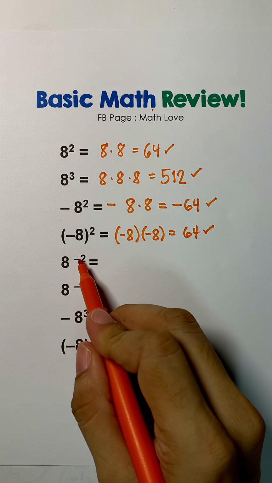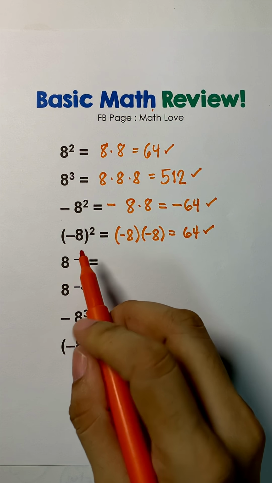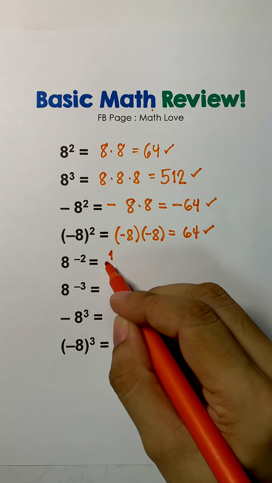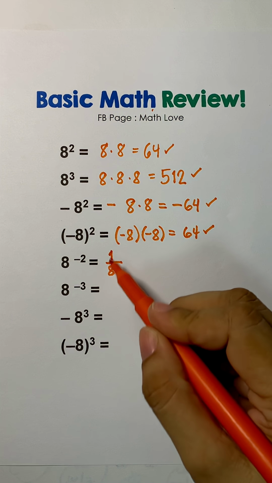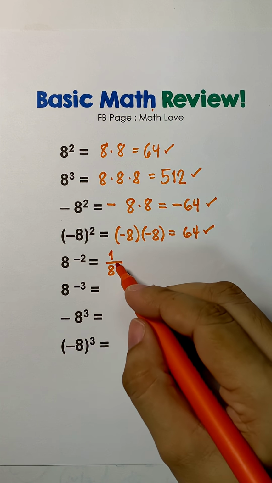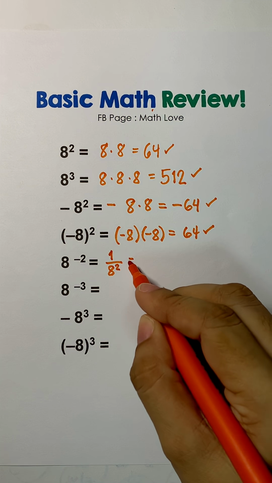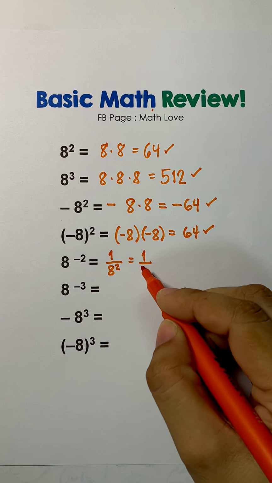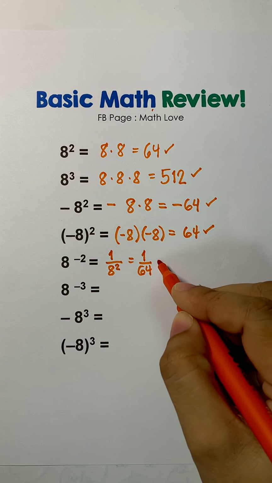Here, if you have a negative exponent, to make it positive, you just have to get the reciprocal of the base. The reciprocal of 8 is 1 over 8. Then after you reciprocate it, this exponent will become positive. So here, just copy 1 and then 8 squared, that's 8 times 8, that will be over 64.